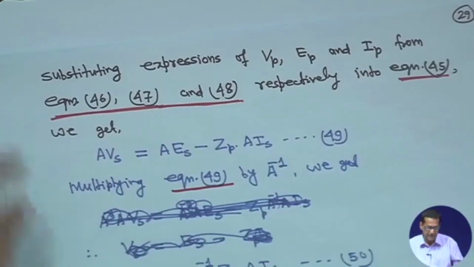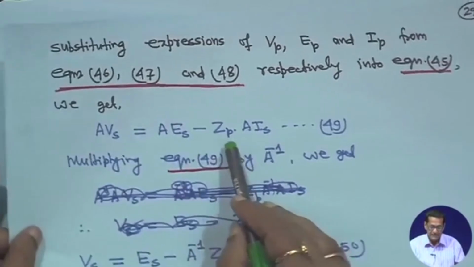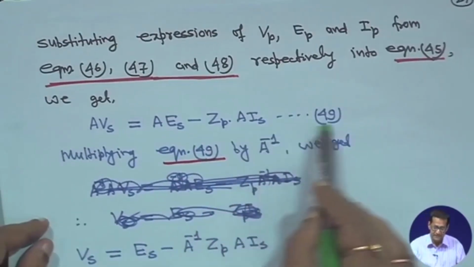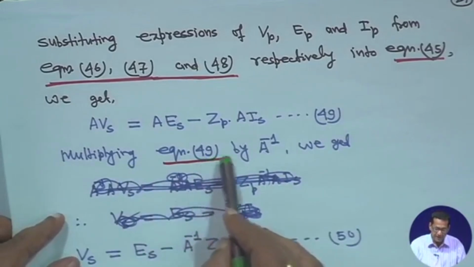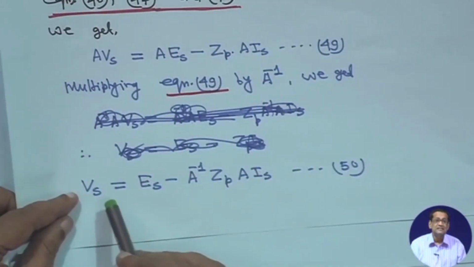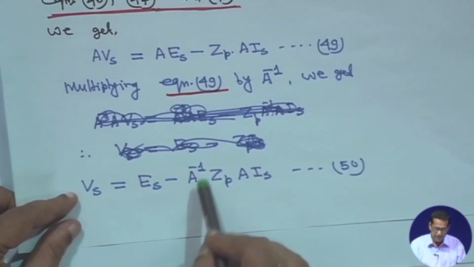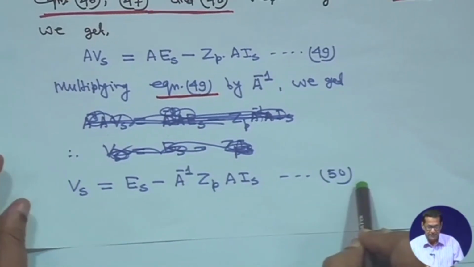Then what you will get? You will get A Vs is equal to A Es minus Zp into A into Is. This is equation 49. And in this equation 49 you multiply both sides by A inverse. Then you will get Vs is equal to Es minus A inverse Zp into A into Is. This is equation 50.